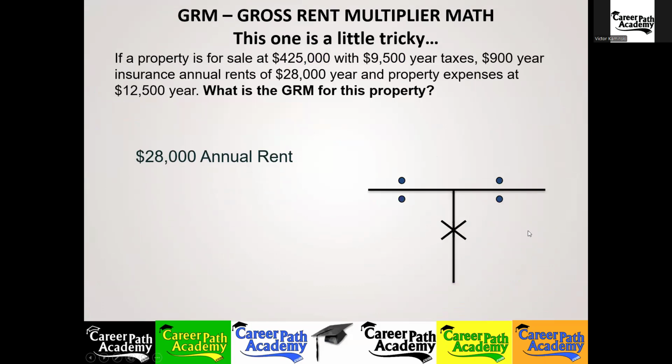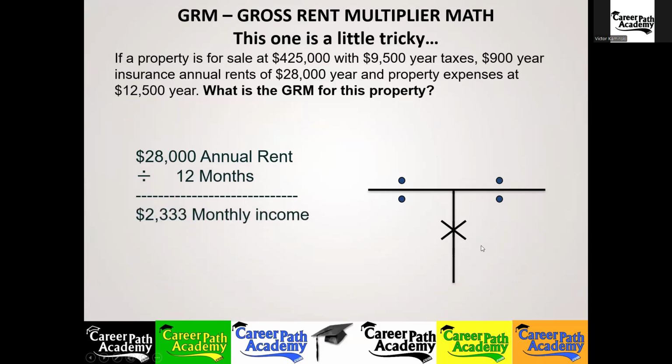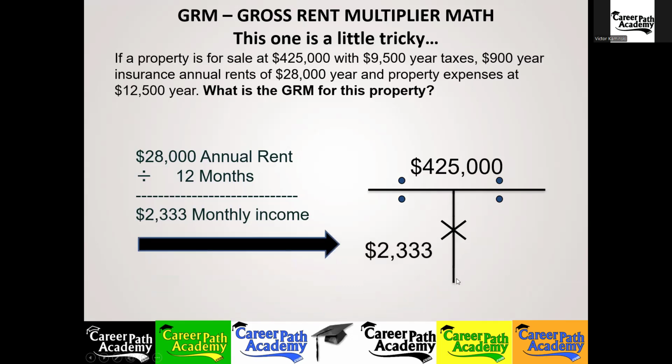So you take the 28,000 annual rent, divide it by 12 months, and you get the monthly. And where does that go? On the top. The top gets the value of the property. Large number goes on top, the opposite of the regular T formula for figuring out GRM. The monthly, the smaller number goes on the bottom. And then the GRM for this property would be 182.17.